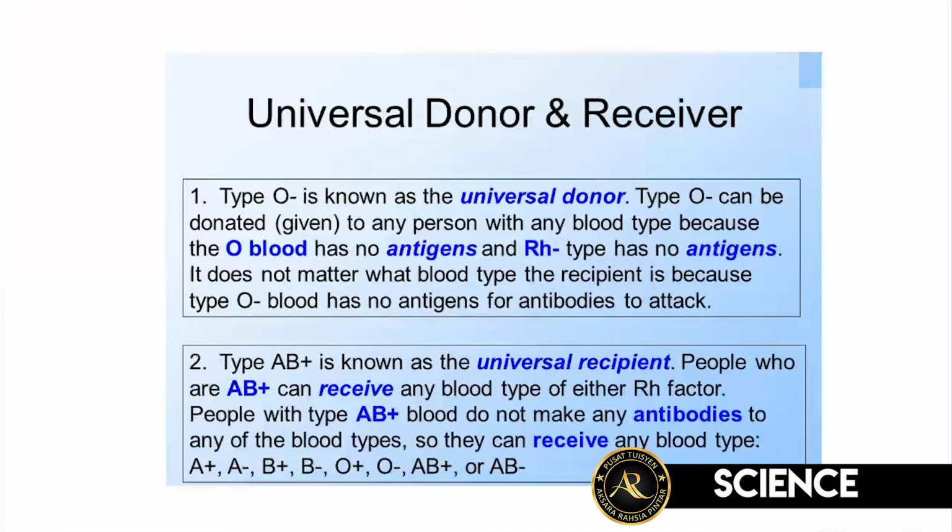Now for AB, they're known as the universal recipient because they can receive blood from any people, since people with blood group AB positive do not make any form of antibodies to other blood. So basically they can receive from anyone because they don't have antibodies. Without antibodies, an antigen-antibody reaction will not take place, so there will be no coagulation. So this is the advantage and disadvantage.